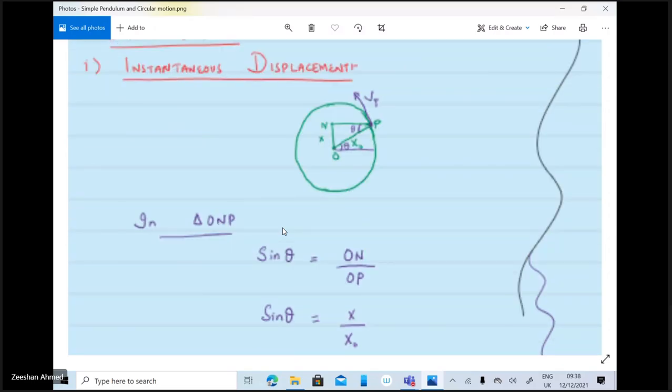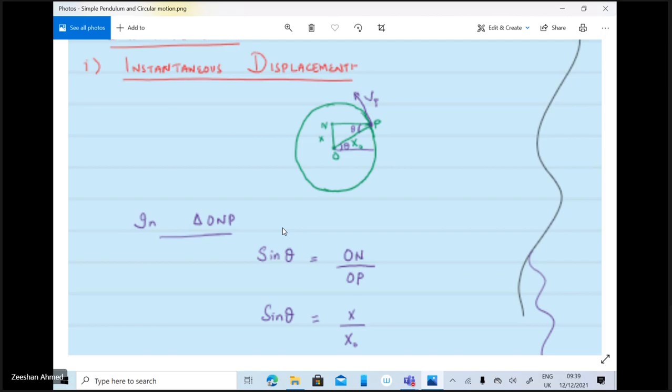It's in the image. I will share. I have made a separate diagram so that you can understand. The first diagram is just to introduce.